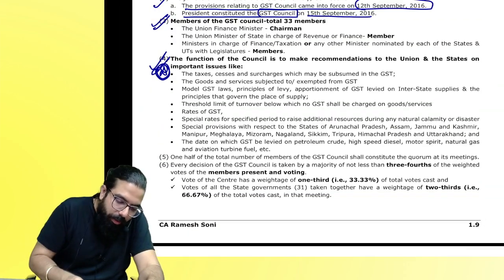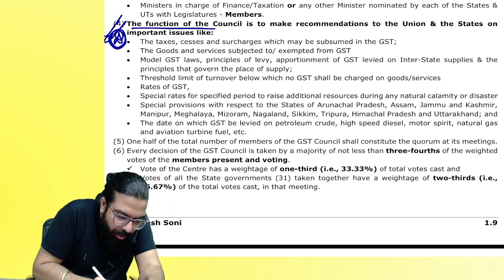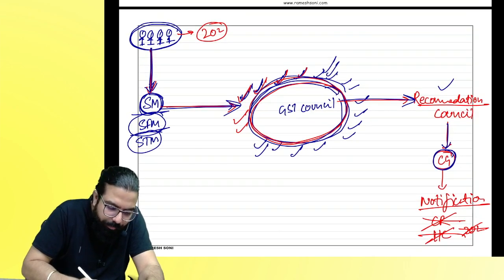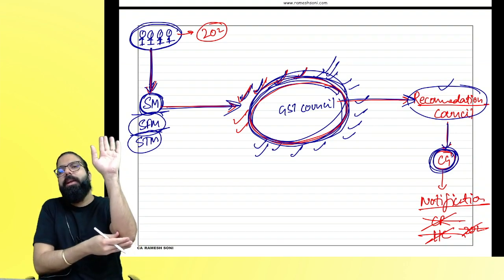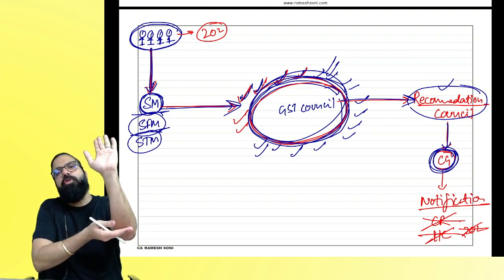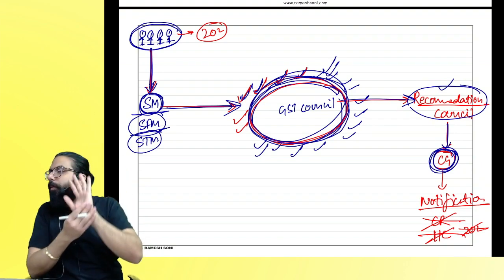Now, the function of the council is to make recommendations. I have already told you, what does the council do? Gives recommendation to whom? Government, so that government can issue notification. Government issues notification, amendment will happen. Can I go ahead, everyone?